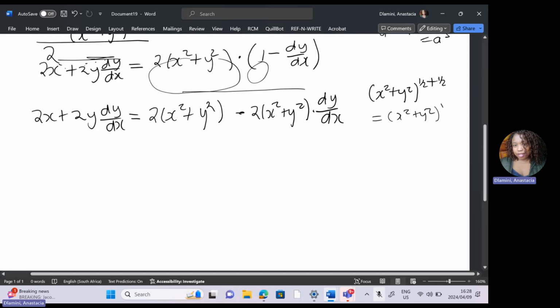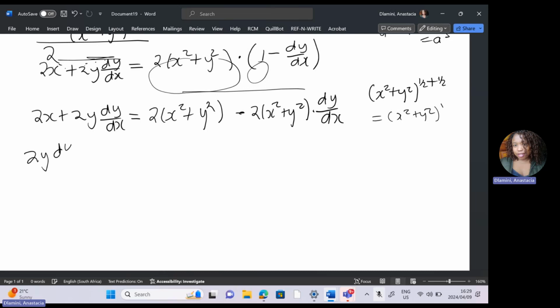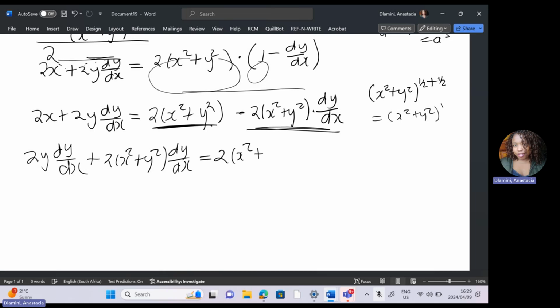Okay, now let's take everything that has a dy over dx to the left hand side, and everything that doesn't have dy over dx to the right hand side. So in this case, we remain with 2y dy over dx on the left hand side, and take this term, then that will be plus 2 times x squared plus y squared times dy over dx. Now here on the right hand side, we have 2 times x squared plus y squared. But here, this doesn't have a dy over dx, so we take it to the right hand side, minus 2x.